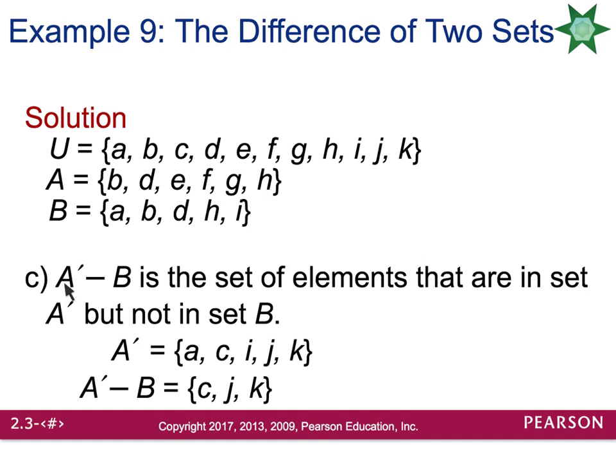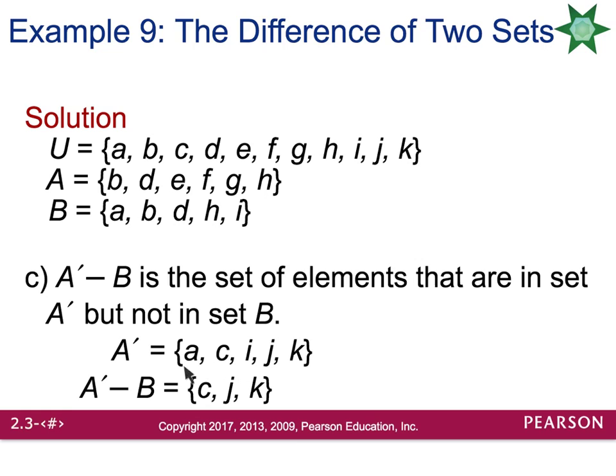Part C, we're looking for the difference of A complement and B. So we have to find A complement first. We look at everything in the universal set that's not in A. That would be A, C, I, J, and K. So it's just those 5 elements.